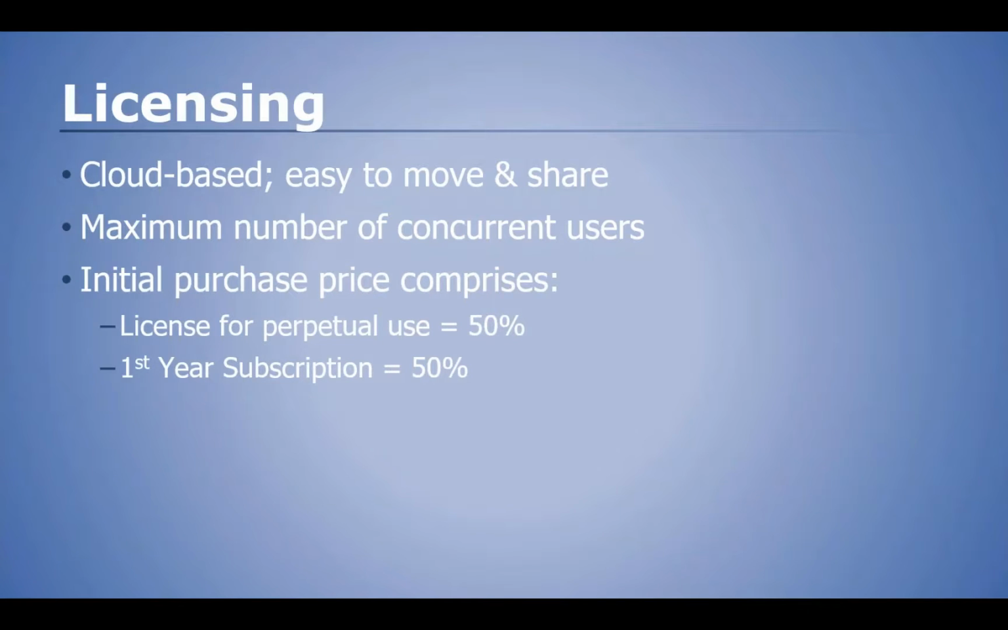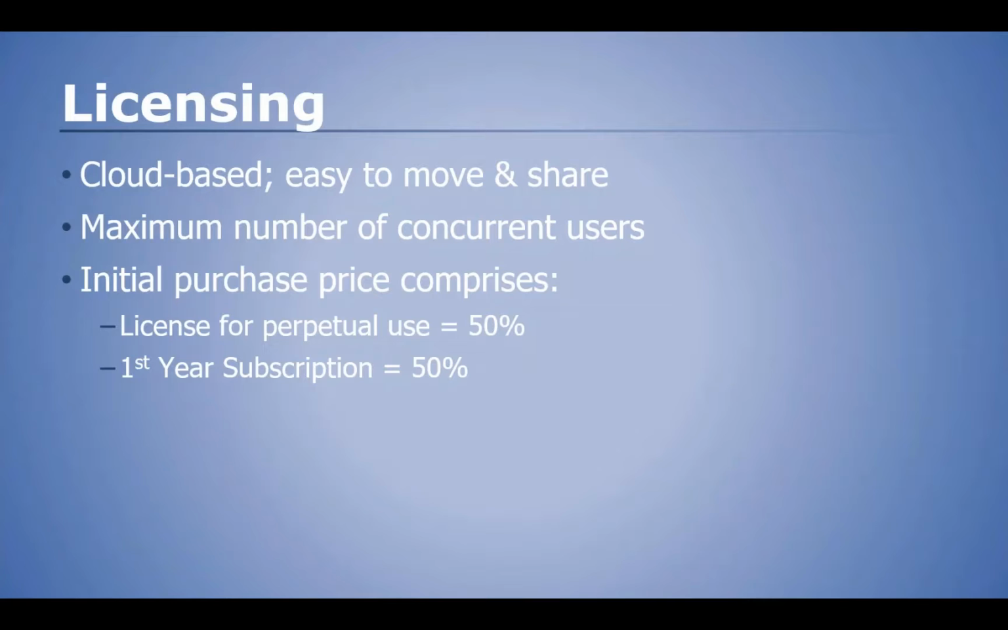The commercial model for Stardraw is a little bit unusual. Sometimes we're asked, is this an annual thing or is it a one-off? It's a bit of both. In the first year, the initial purchase price comprises two parts. 50% of the first year cost is a license for perpetual use. That means that all things being equal, you can continue to use what you've got forever. The other 50% of the first year cost is the mandatory first year subscription.